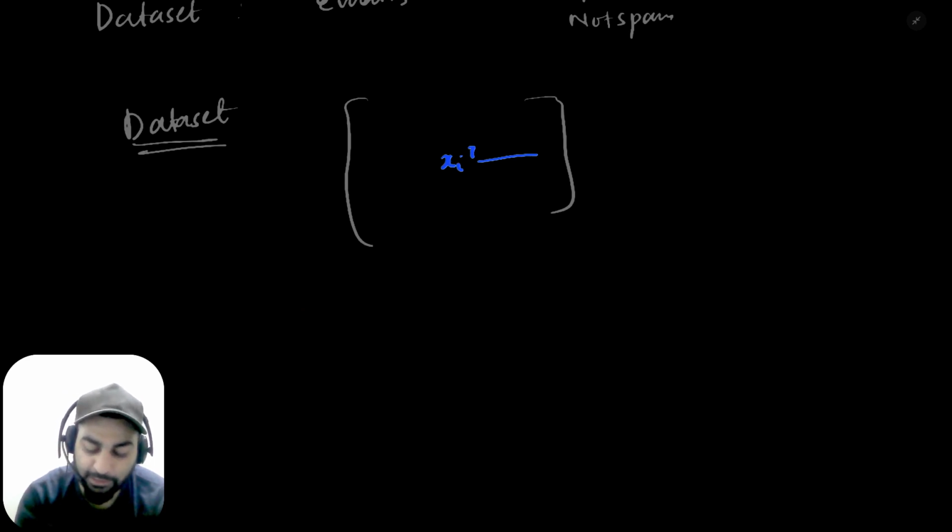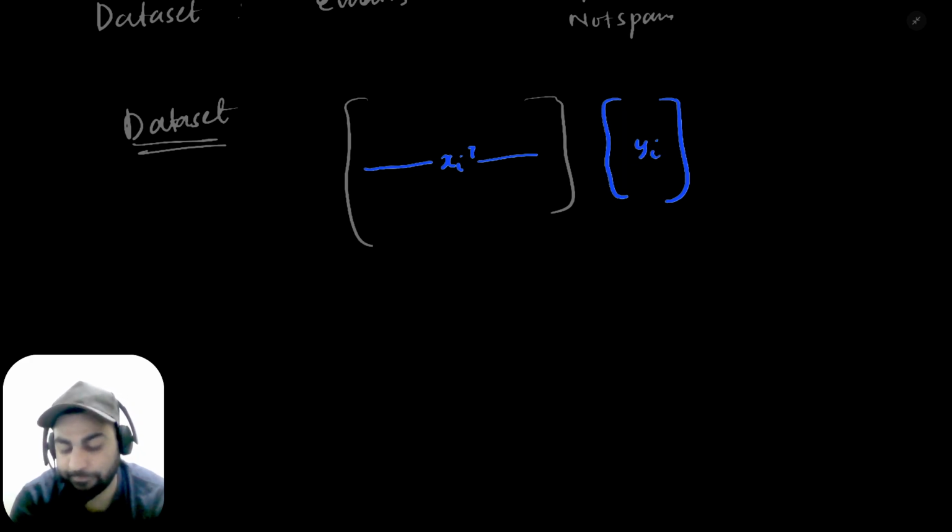So this is one email. This xi transpose is an email, and correspondingly we have the yi, its label. That's the label we have. Let's suppose 0 for no spam, 1 for spam, something like this. So this is our data set, the running example that we are doing.